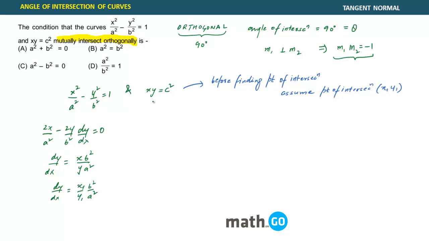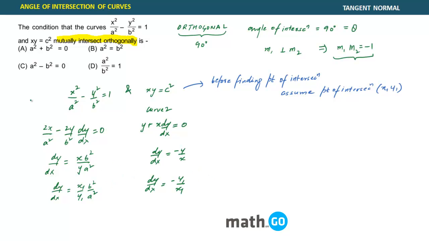Let's try and find this for curve 2 also. So this is our curve 2. For curve 2, if I start, it will be y plus x dy by dx equal to 0, right? Because c square is a constant, don't worry about it too much. So dy by dx for this particular curve will be minus y by x, and at point x1 y1, dy by dx will be minus y1 by x1, right?